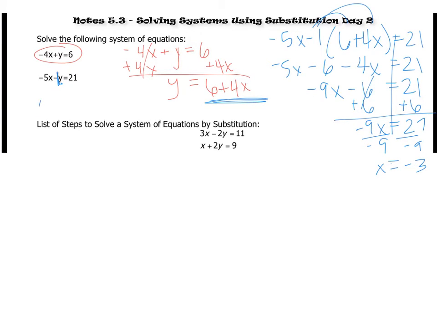So we found that x equals negative 3, but we still need to solve for y. So we're going to put negative 3 in for this x. So it's 6 plus 4 times negative 3. Well, 4 times negative 3 is negative 12, so it becomes 6 plus negative 12, which becomes negative 6. On the next part, it's going to just go step by step for those two equations.